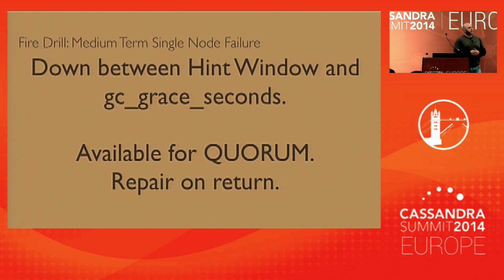Again, while it was down, we could still do quorum operations. When we bring it back into the cluster, we do a repair without the -PR because we want to repair all the data on that node, not just the data in its primary token ranges.